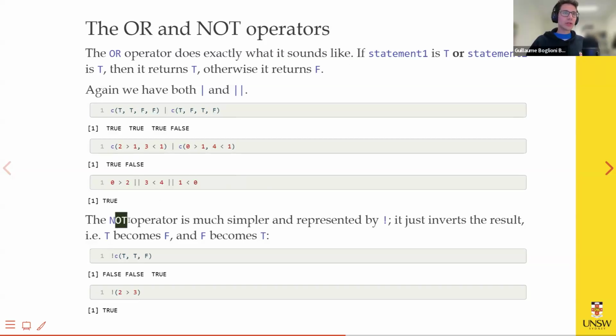Okay, lastly, the not operator is much simpler. In terms of syntax, it's just the exclamation mark. And it simply inverts the result. So a true becomes a false, and a false becomes a true. I don't think I have much else to say about that. Not all this becomes false, false, true. This would be false, but then the inverse of false is true. As simple as that.